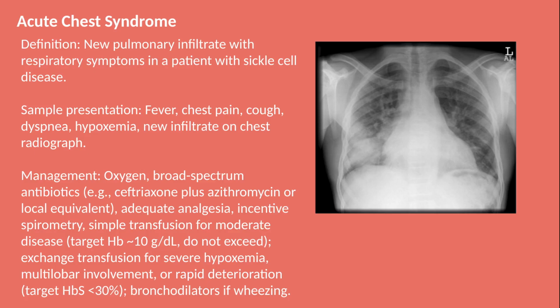The cause is a mix of infection, fat embolism from infarcted marrow, and in situ sickling, so treat all of it. Give oxygen to keep saturation comfortably above 95%. Start broad antibiotics that cover both typical and atypical organisms, ceftriaxone plus azithromycin or your local equivalent, because mycoplasma and chlamydophila are disproportionately common here. Provide adequate analgesia so the patient can breathe deeply, but watch for oversedation and use incentive spirometry aggressively. It genuinely prevents progression.